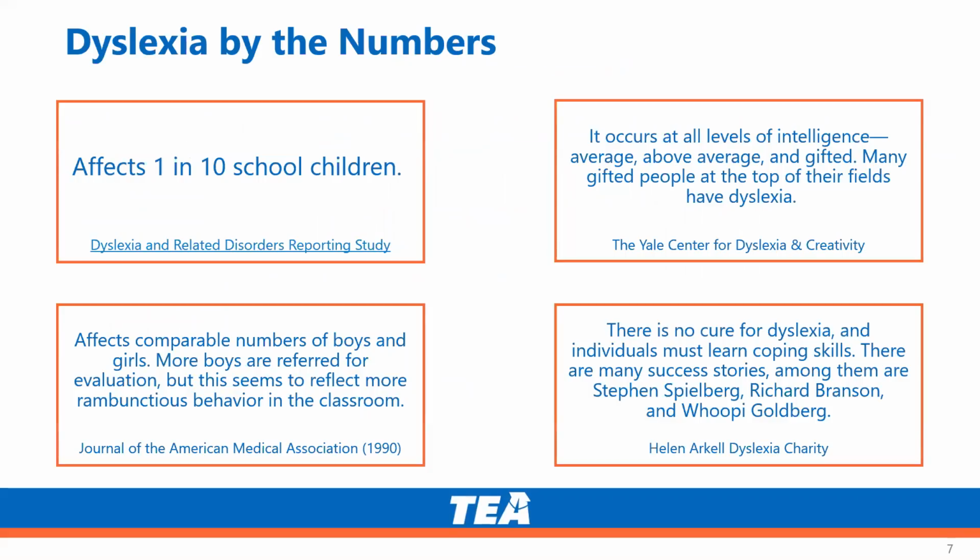Estimates on dyslexia's prevalence vary. According to the Dyslexia and Related Disorders Reporting Study, it can affect 1 in 10 school children. However, some estimates are as high as 20% of the student population might have dyslexia. As noted earlier, it occurs in all levels of intelligence. While there is no cure, there are several success stories of individuals with dyslexia, such as Steven Spielberg, Richard Branson, and Whoopi Goldberg, just to name a few. Finally, it has been shown to affect comparable numbers of girls and boys. Although more boys are referred for evaluation, this could be a reflection of their behavior rather than their disability.